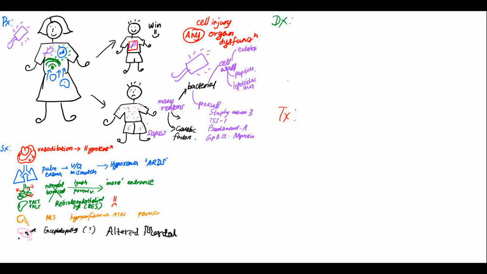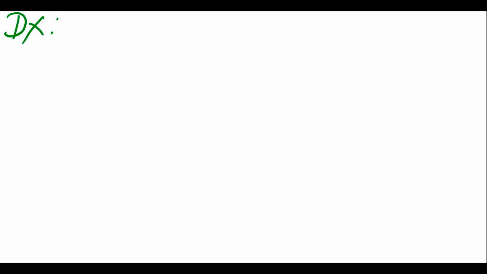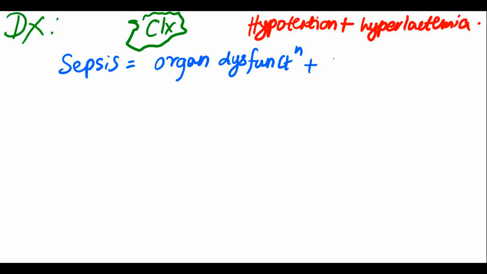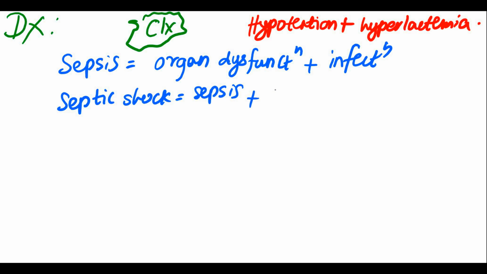Now let's pay attention to the diagnosis of sepsis. High clinical suspicion is very important. In sepsis, features to remember are hypotension and hyperlactatemia. In sepsis, there is organ dysfunction along with infection. In septic shock, there is sepsis plus patients not responding to fluids.